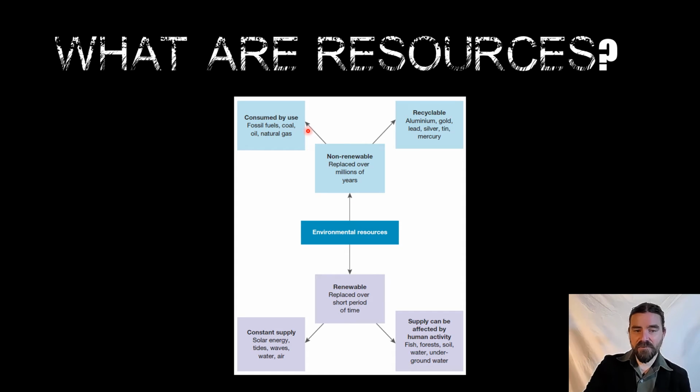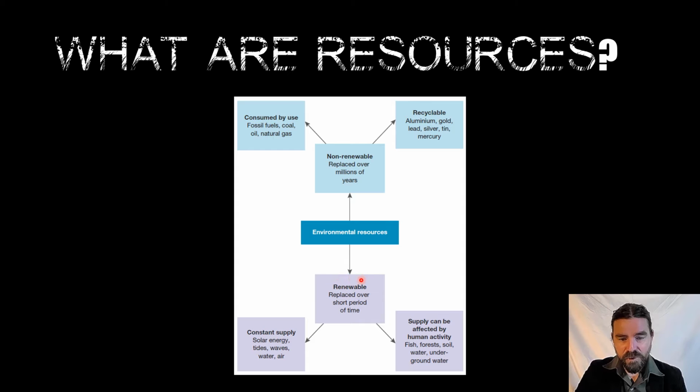It takes millions of years to be replaced, and we're not going to be around then, so we call that non-renewable. But then we've got the non-renewable stuff that can be recycled. So if you use an aluminium can, you put it in your recycling bin, they can melt that down and make it into another aluminium can. So it's non-renewable, but it's recyclable. So we can limit the amount that we use by recycling what we do use.